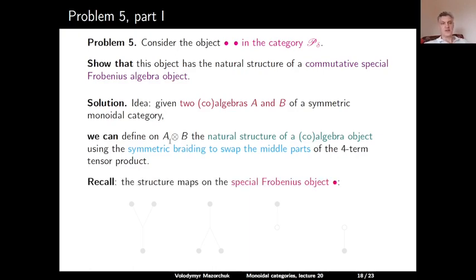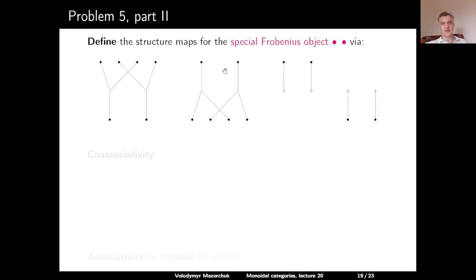So first of all, recall the structure maps for our special Frobenius object given by one bullet. So we have the split map as the comultiplication, the merge map as the multiplication, and then this is the unit map and this is the co-unit map. So they are given by these kind of diagrams. So we use this and this symmetric braiding idea to give the following definitions for the object 2 bullets. So we define the structure maps for the object 2 bullets as follows.